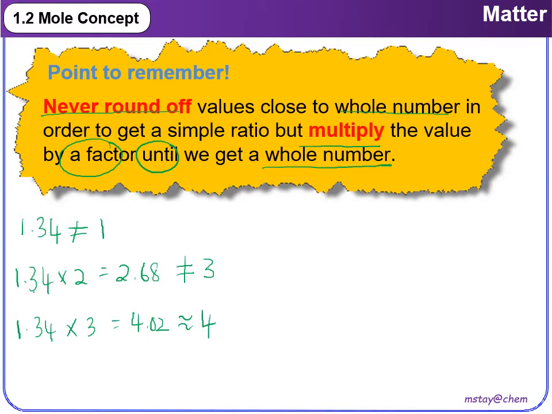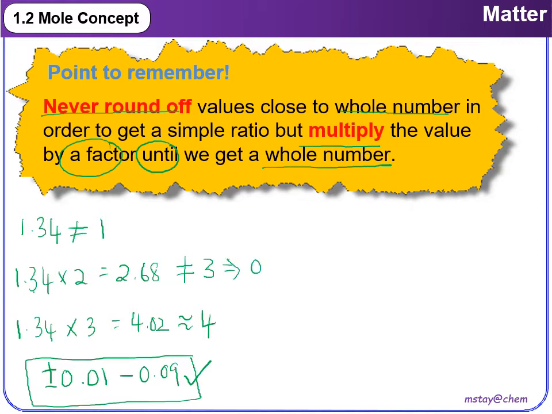In simple words, we only can round off if the difference is between 0.01 and 0.09. In this case, we can round off. If you round off to 3, the difference is 0.32. This is not in the range, so we cannot round off. Next, the difference is 0.02. This difference is in this range, so this can be accepted.